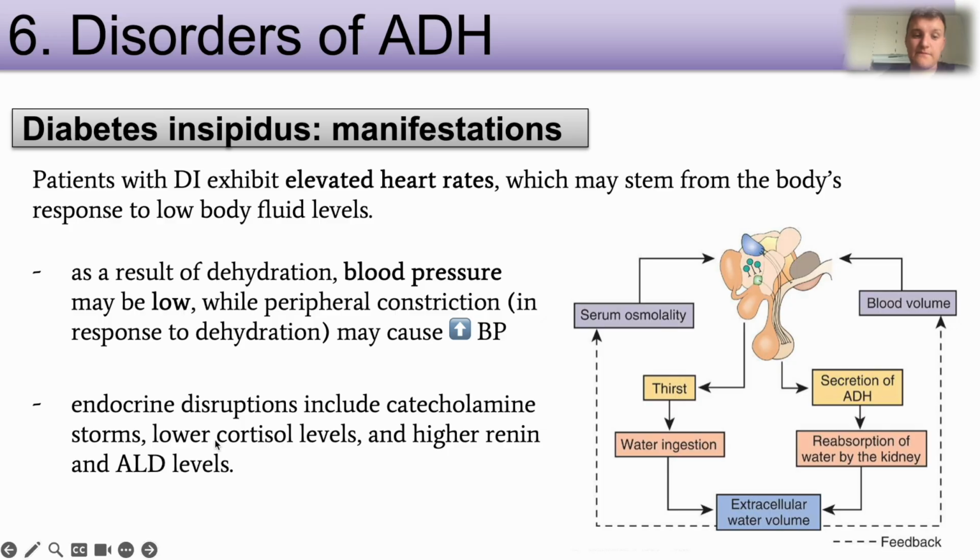Patients with diabetes exhibit elevated heart rates, which may stem from the body's response to low body fluids. As a result of dehydration, your blood pressure may be low, while the peripheral constriction in response to dehydration could increase your blood pressure. The endocrine disruptions include catecholamine storms, so a lot of those catecholamines being released, lower cortisol levels, and the higher renin and aldosterone levels.